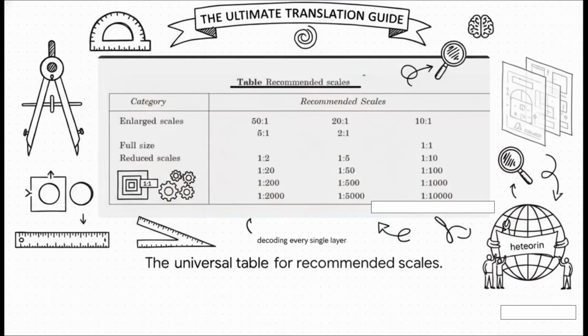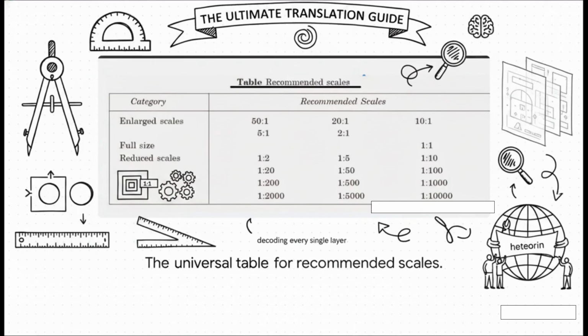Okay, let's dive into this. The secret sauce really lies right here in the Universal Reference Table for Recommended Scales. This document is basically the ultimate translation guide for draftsmen all over the globe. Notice how elegantly it's broken down? Over on the left, we've got our overarching categories: enlarged scales, full size, and reduced scales. And right next to them, we have the specific, mathematically precise recommended ratios that fall under each of those banners.